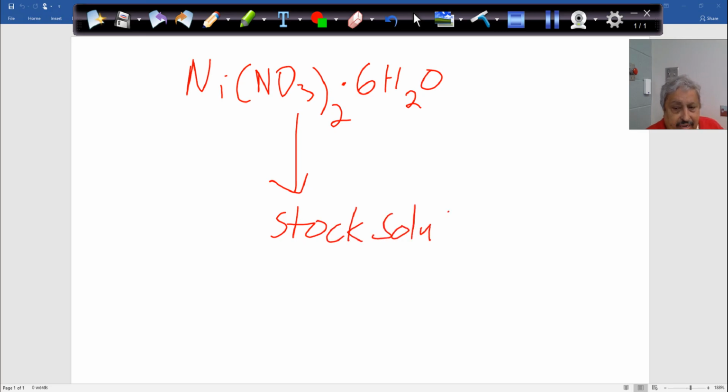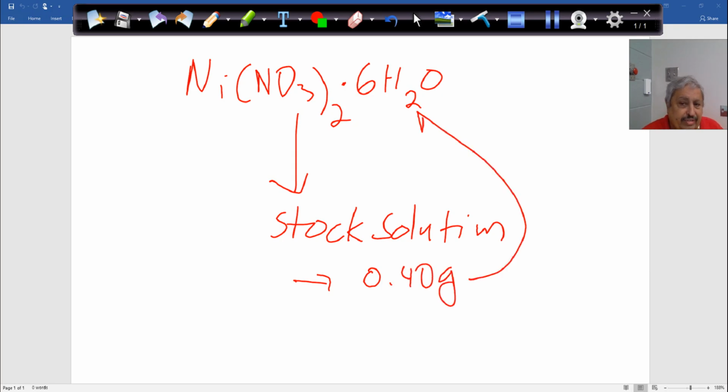Okay, and I think you can calculate how much you need. I calculated that for you. I think you take about 0.40 grams of this compound, dissolve it in 100 ml of H2O, and then you can work with it. I'll show you the concentration in a minute. It is a more greenish color solution, and that's your stock solution.